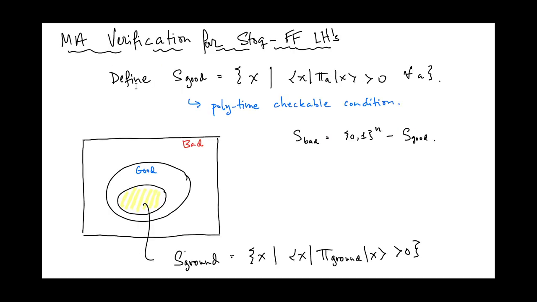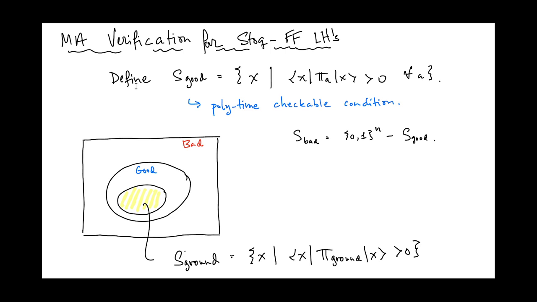So here's the idea: we can define the set of good strings that have a positive overlap with the projector for each individual term. And this is certainly a polynomial time checkable condition. This is just term by term, I can check this. Okay? And any good string, I mean, anything in the ground state is certainly going to have to satisfy this property, because it's in the projector for every term, okay? And we're going to define the bad strings as the opposite of good, okay?